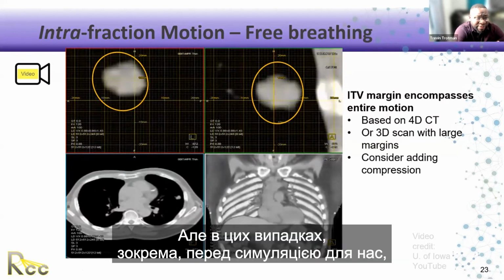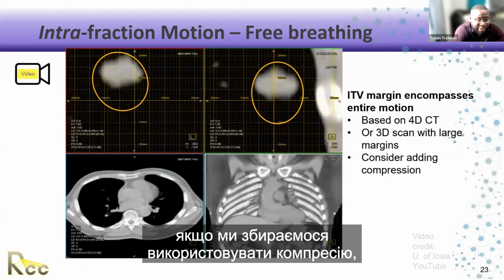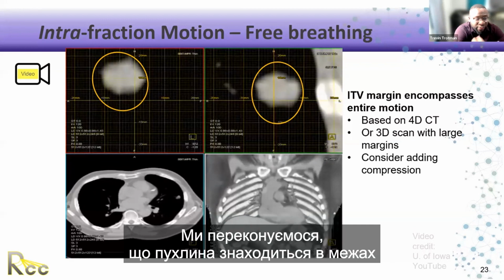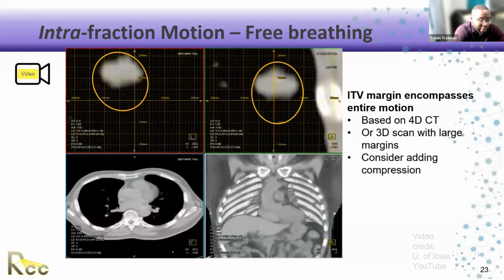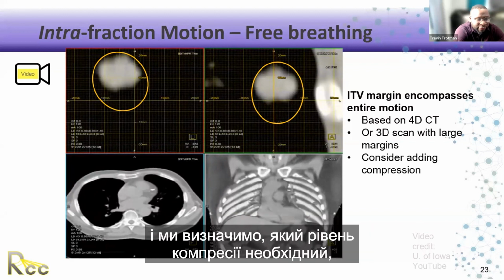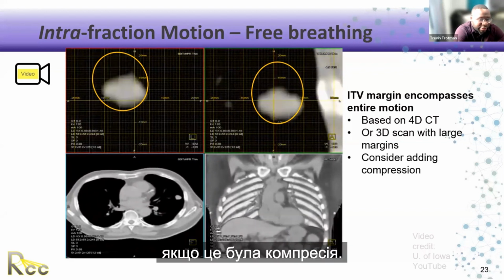For these cases in particular, before the simulation, if we're going to use compression, we'll take the patient to the treatment machine. We'll do a fluoro scan first. We make sure we have the tumor within like 1 millimeter, and the doctor will come to the treatment machine and we'll determine what level of compression is needed.